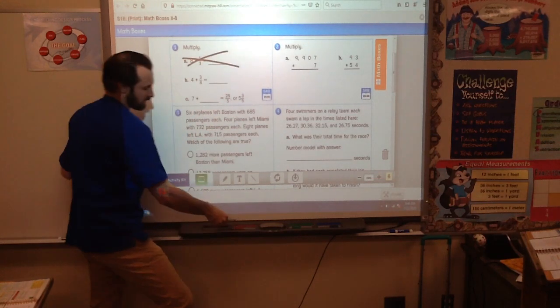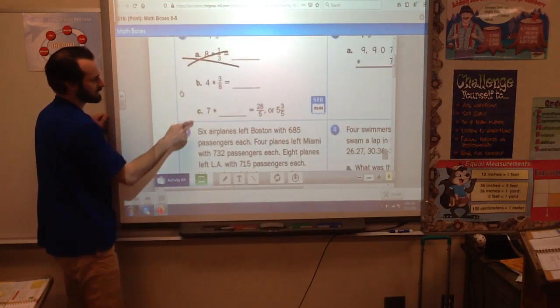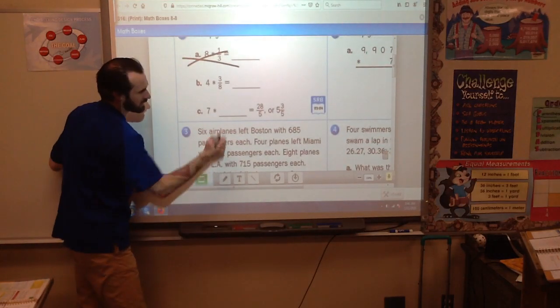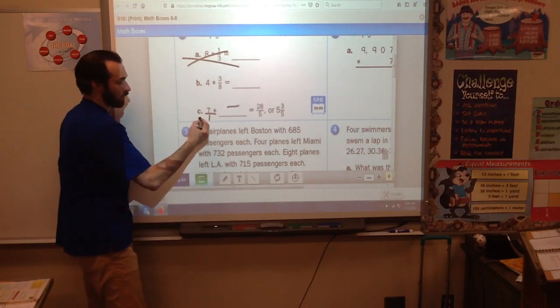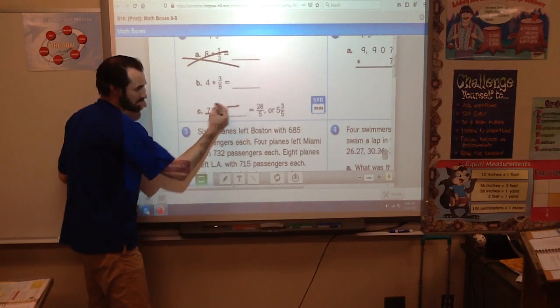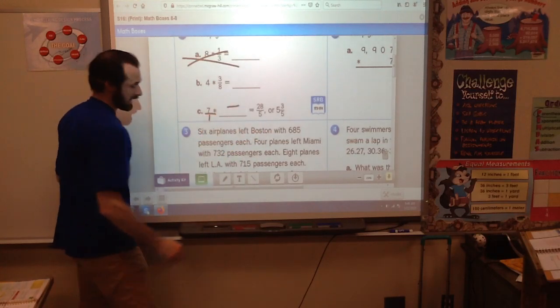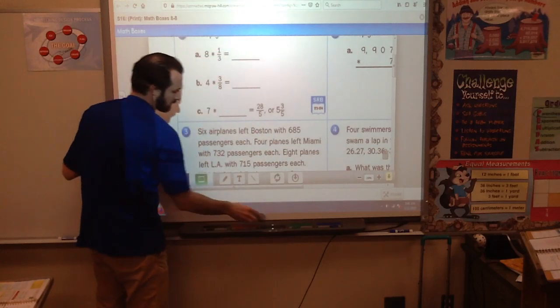Now on C, actually I'm going to make this a little bit bigger so that you can see it. On C, what you have to do is think, you're going to put that 7 over 1. What times 1 is 5, and what times 7 is 28. Okay? I'm specifically assigning that one because I think it's a little bit more challenging.